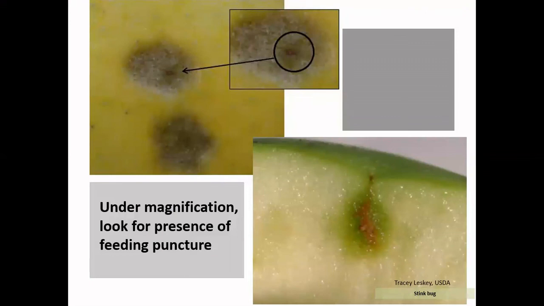What you want to do when you're looking at that fruit is to try and identify the presence of the feeding puncture. So look under high magnification at those spots to see if you can identify the spot in which the stink bug has been feeding. And then you can also cut through those markings to see where the feeding tube has been inserted into the flesh of the fruit.